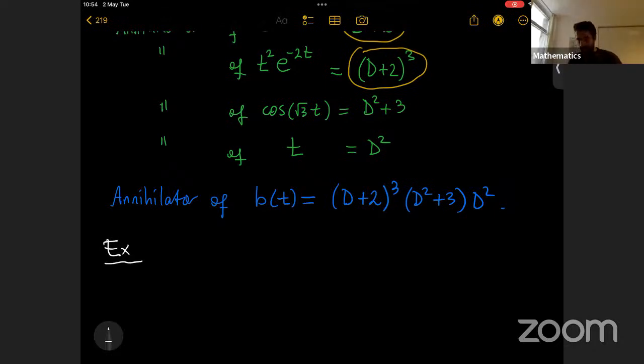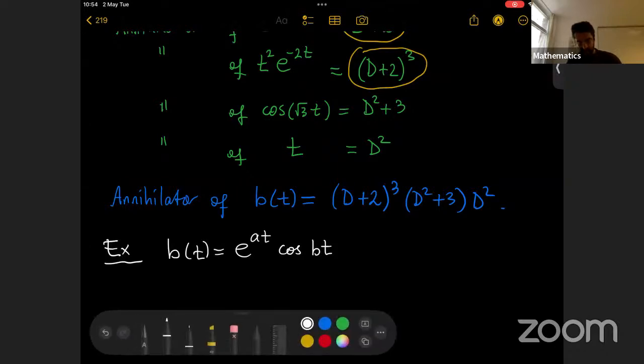So let us look at this function b of t equals e to the at cosine bt. Let's find the annihilator of this function. Well, we can rewrite this and then try to find the annihilator. So you can write cosine bt. What is cosine bt? It's the real part of e to the I bt.